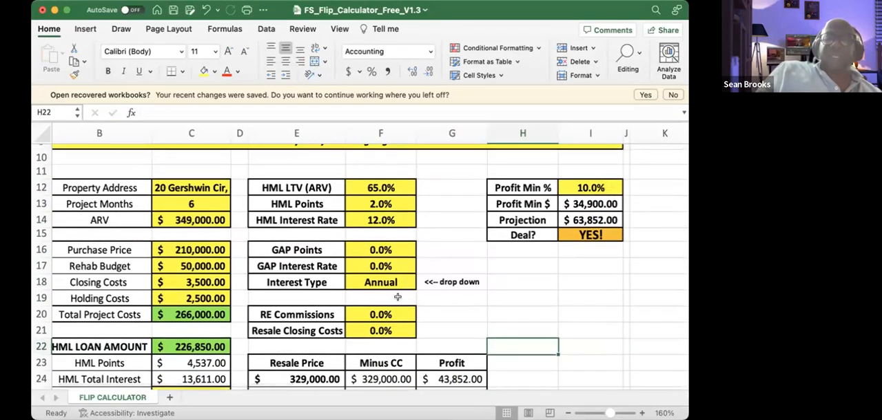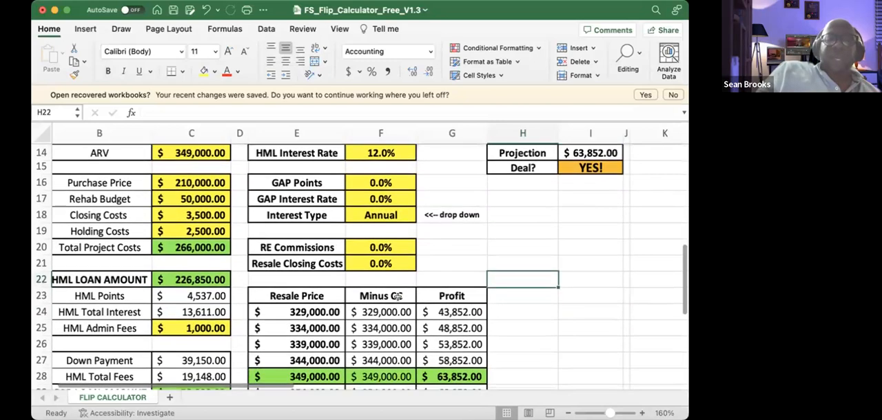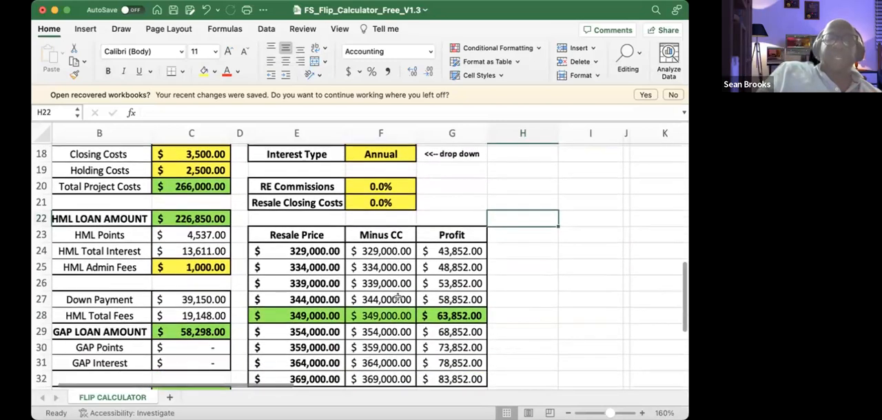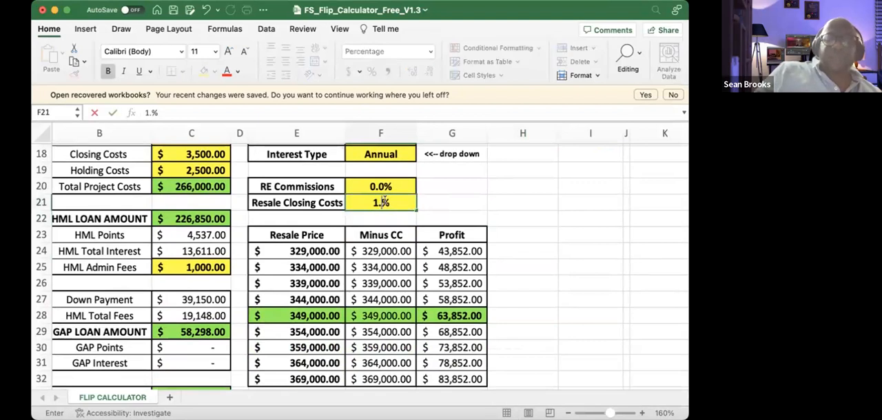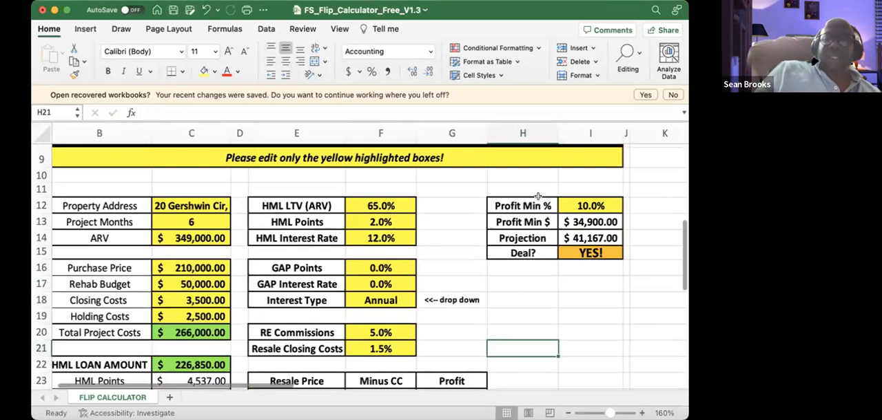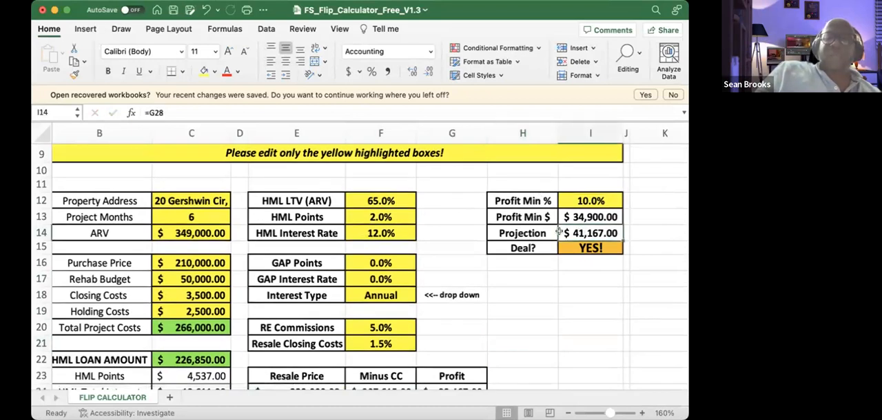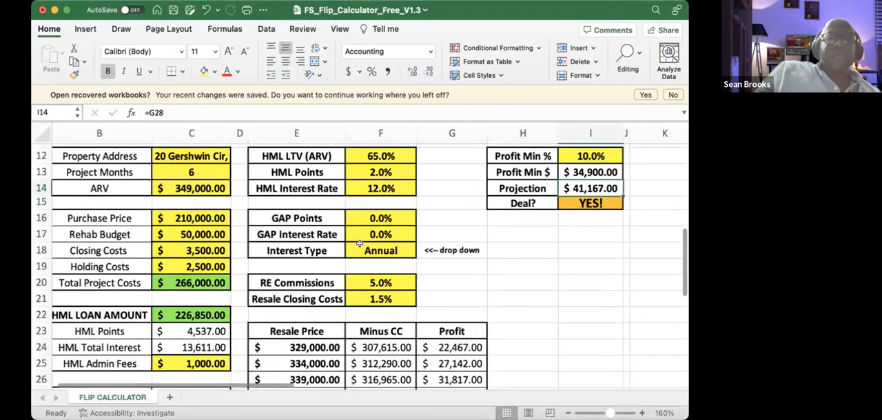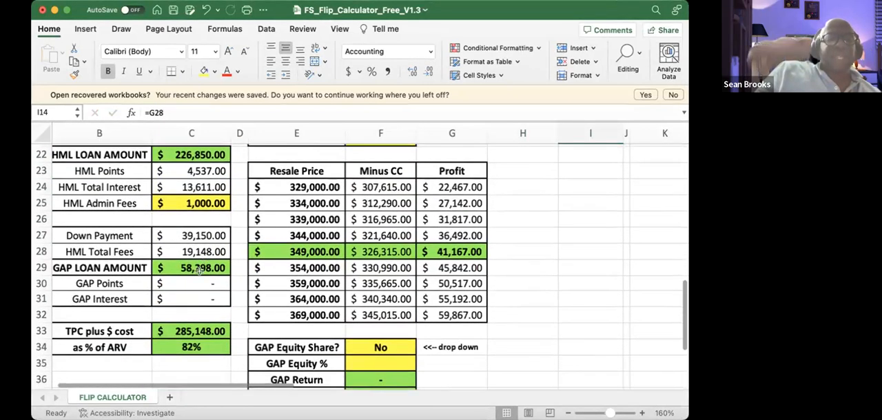All right. Now, if you're going to sell this property, I'll show you what you're going to have to pay to sell it. Closing cost is 1.5% resale. We use that number. And then let's say we're using 5%, that's the average when we're doing a transaction. You still walk away with $41,167. But let's say you don't have the money, the remainder.